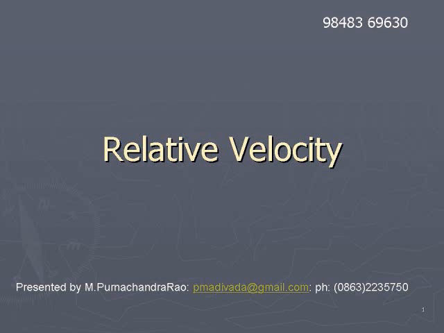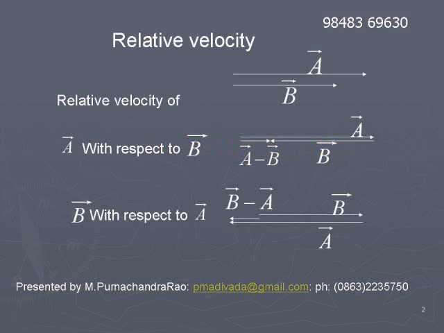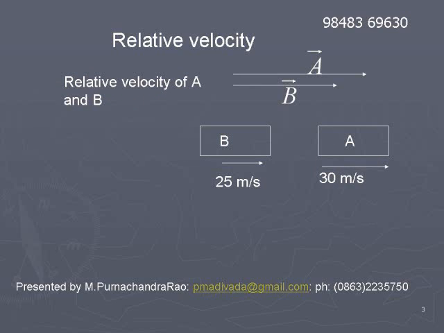Relative velocity. Suppose A bar and B bar are two vectors. Then A bar minus B bar is the relative velocity of A bar with respect to B bar, and B bar minus A bar is the relative velocity of B bar with respect to A bar. Let us take an example to understand this.